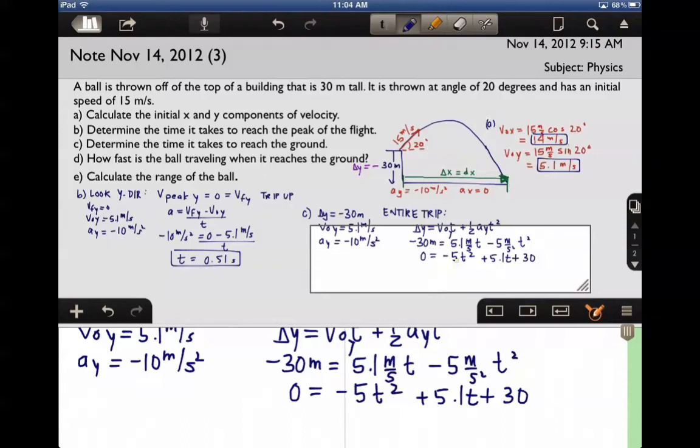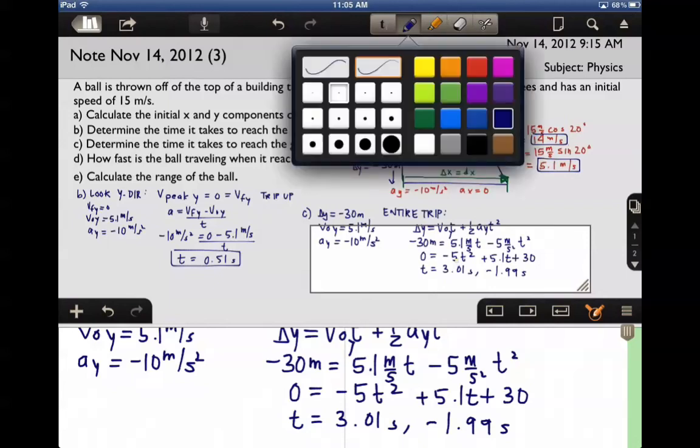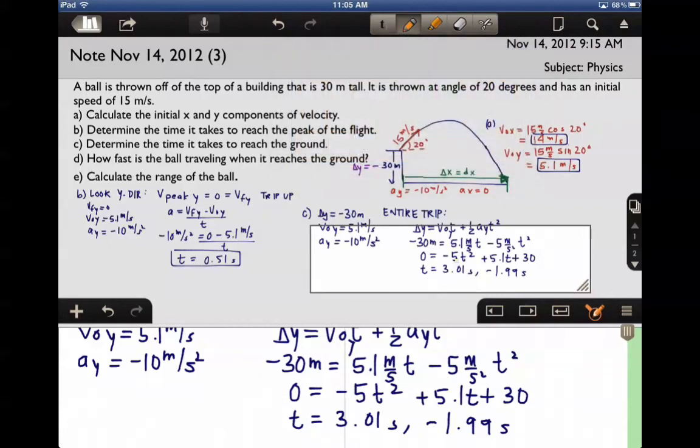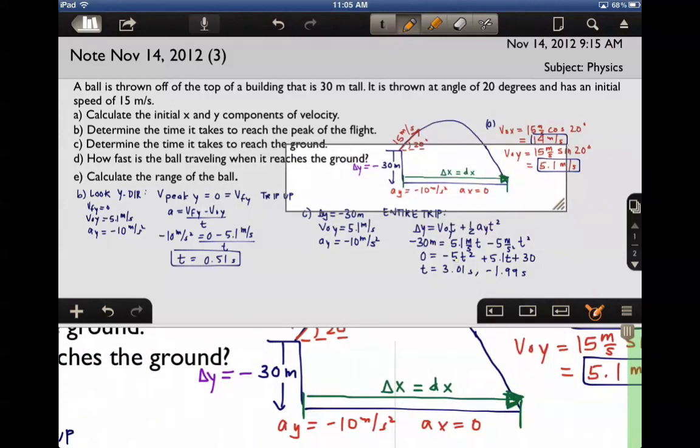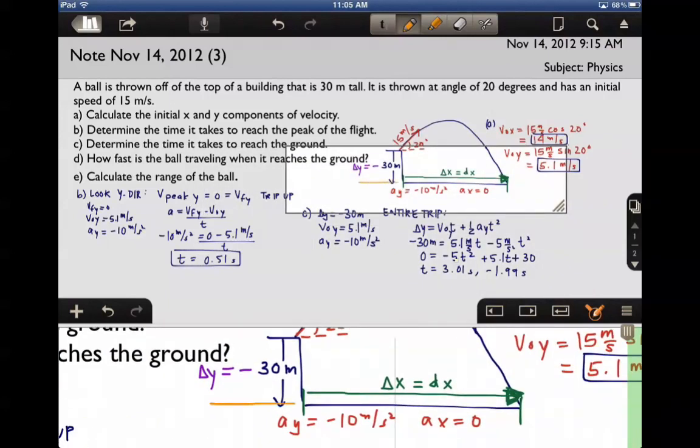I end up with time giving me two values. I get 3.01 seconds, or I get the ever mysterious negative 1.99 seconds. So really what you're doing is you're solving a parabolic problem, which asks, if we look on our graph, our picture up here, actually let's go with orange. It's asking me, when am I at this height? When am I somewhere along this orange line?